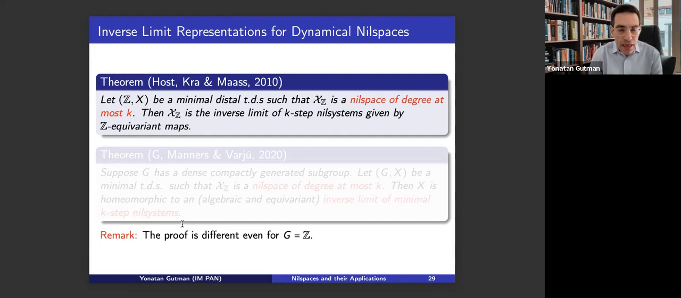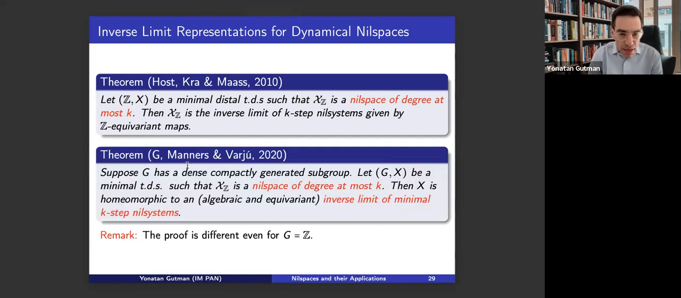Maybe I will just state the so-called inverse limit representation theorem for dynamical Nilspaces. The first theorem was the theorem by Host–Kra and Ziegler from 2010, which said that if (Z, X) is a minimal distal topological dynamical system such that X is a Nilspace of degree at most k, then X is the inverse limit of k-step Nil systems given by Z-equivariant maps.